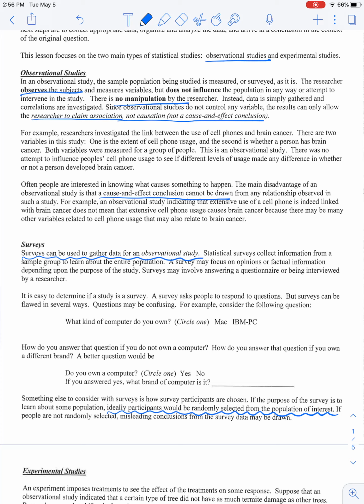Okay. Another thing you want to keep in mind when you are creating a survey is that you want to come up with questions that are good questions. Okay. So a question that's not so good is what kind of computer do you own? Because they're asking you to circle one or the other. You might not have either of those types of computers. And they also don't have a choice for saying you have no computer. So a better question would be, do you own a computer? Yes or no? And if you answered yes, what type of computer is it?